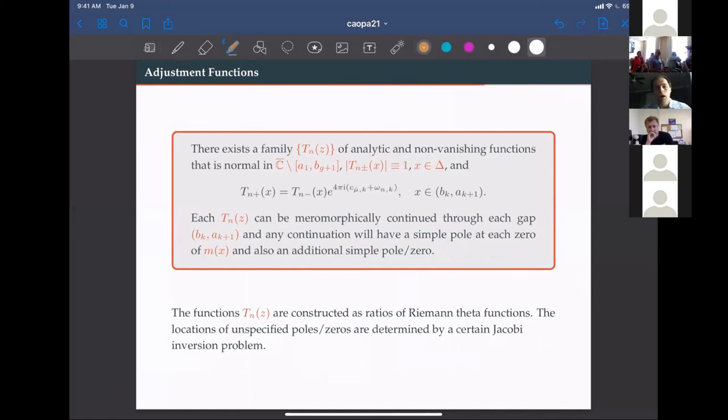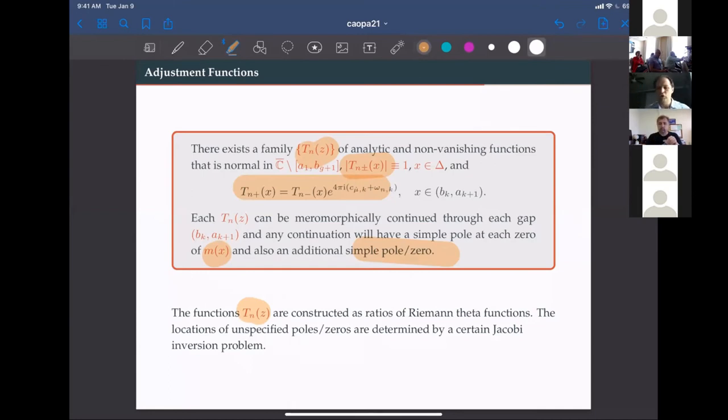I have a family, a normal family of functions outside of the convex hull of delta. They have unimodular traces on delta, don't vanish outside of the convex hull, and form a normal family there. In the gaps, they have unimodular jumps that exactly fix the jumps of the psi n and S. Moreover, they can be meromorphically continued through each gap from above and below. This continuation is going to have a pole at each zero of M, so the t_n depend on M. Moreover, they're going to have either a zero or a pole, and one additional point in each gap. I don't give you the expressions, but the t_n are constructed as a ratio of certain Riemann theta functions. And this zero or pole, the location of those points, is determined by the solution of a certain Jacobi inversion problem on the double gaps, right?